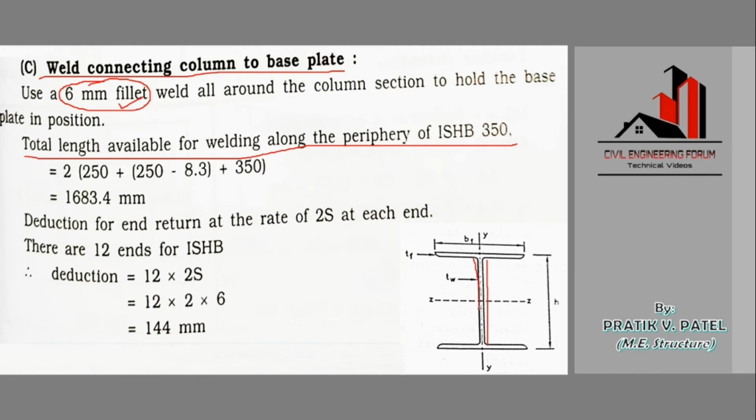Again, this is 350, so we can say 350 into 2. But for this, again, this is 250, but this much is subtracted. So 250 plus 250 minus this is 8.3. This is what I have explained over here, 250 minus 8.3. And this much BF is written over here, and everything is multiplied by 2 because it is on both the sides.